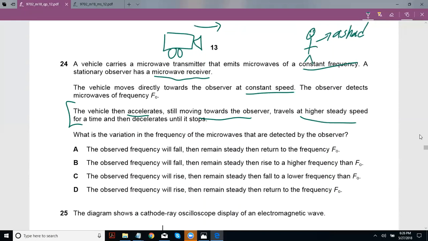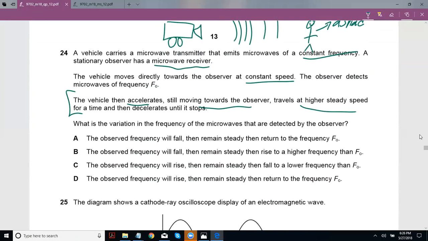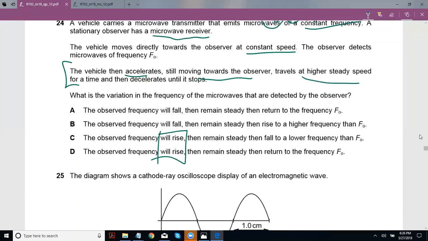Now think of it like this: when it's accelerating, moving towards the observer, it's traveling at a higher steady speed, which means the waves are getting more squished. As you move towards something, the waves get squished towards each other. Instead of this, for example, they end up like something like this. And if you move faster, the waves get more squished. So if the waves get more squished, then that's another way of saying that the distance between the wave fronts is less, or the frequency is greater. So if it accelerates, the observed frequency should rise.